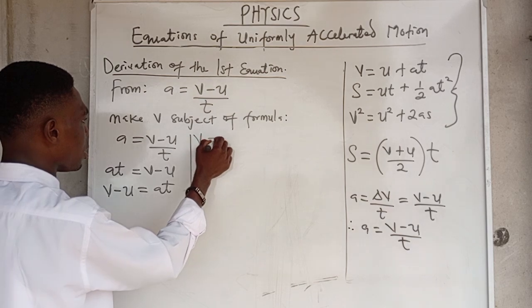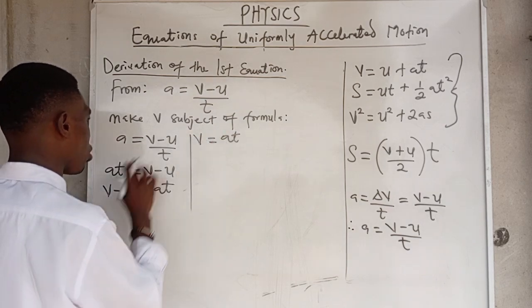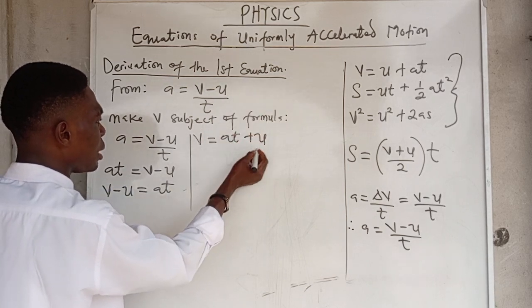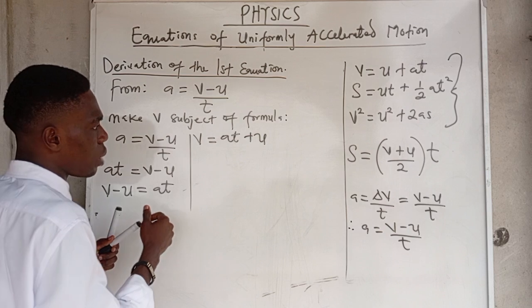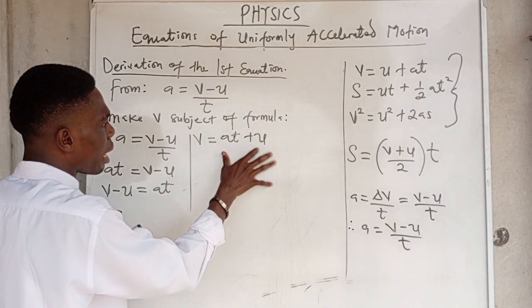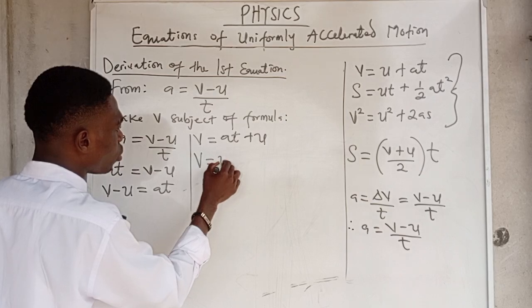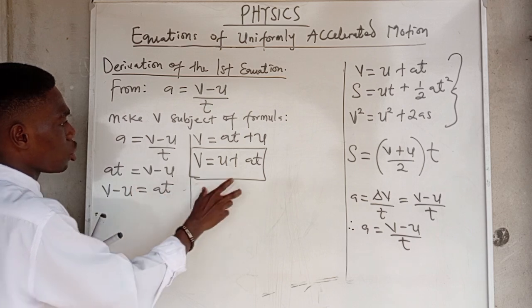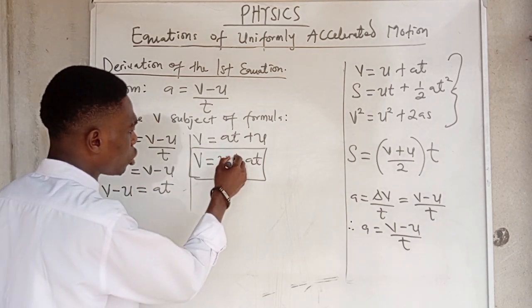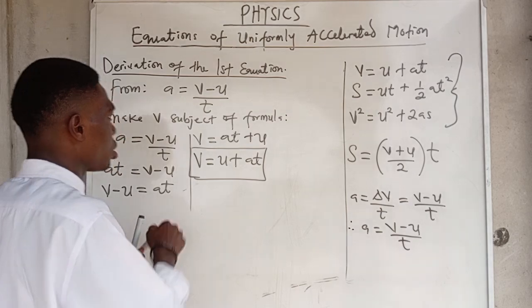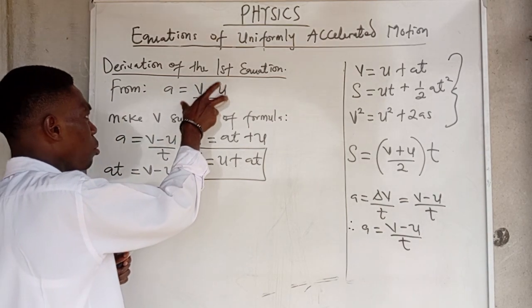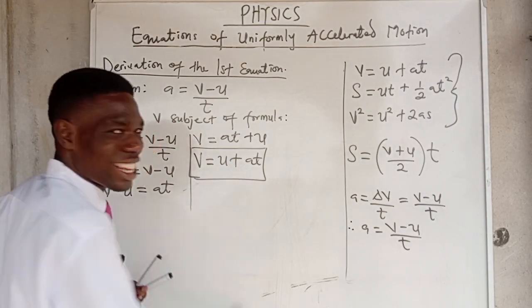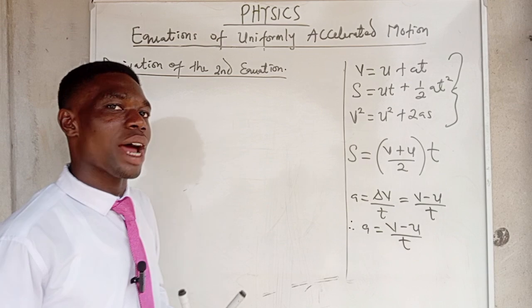So I have v is equal to at, and this minus u will come out to become plus u. However, we want to have it look like that, and since we are adding them, addition is commutative. Are we following now? If you add two things, the arrangement does not matter. So I can write that v is equal to u plus at. And this is the first equation of uniformly accelerated motion. As simple as that. You don't need to cram it. Just get it from the formula of acceleration, make v, the final velocity, the subject of the formula, and then you are able to get it. Are we together? All right.